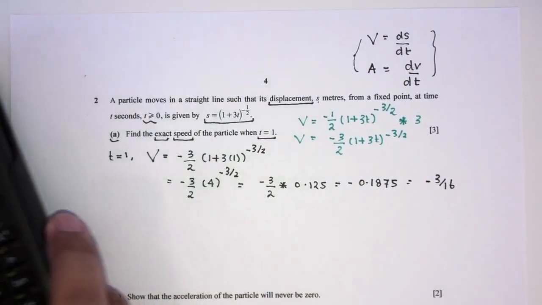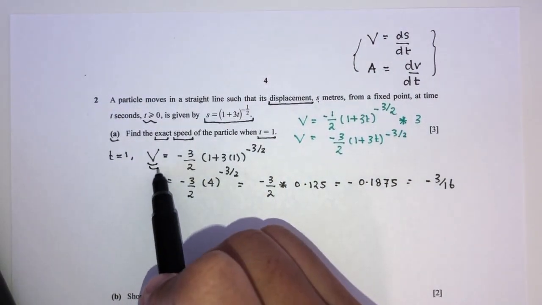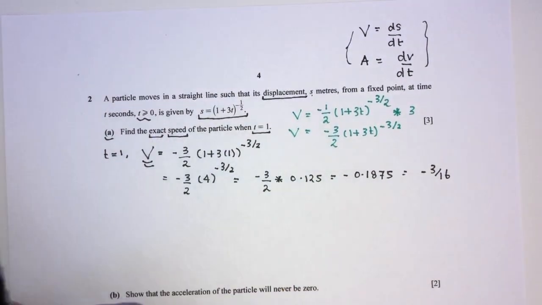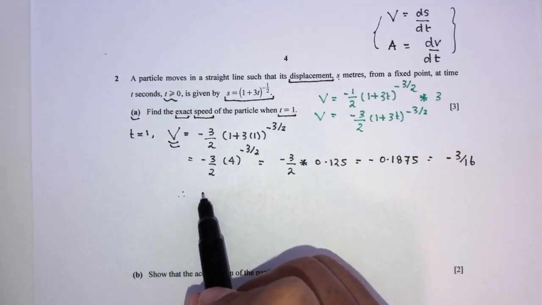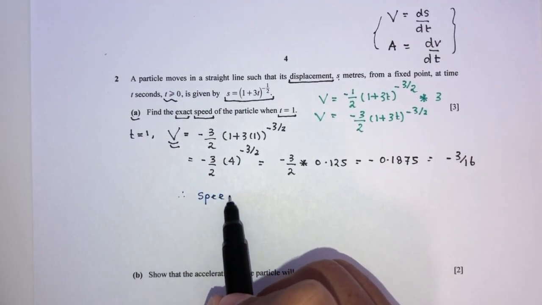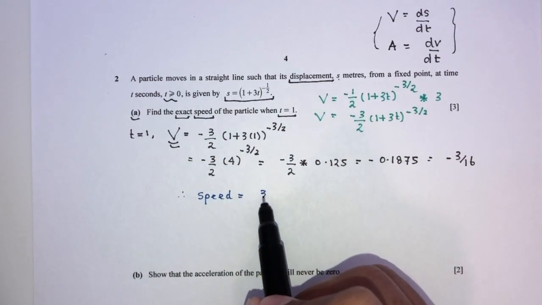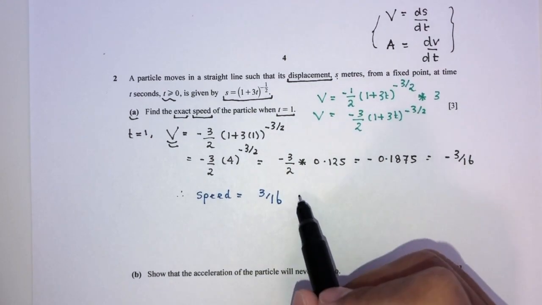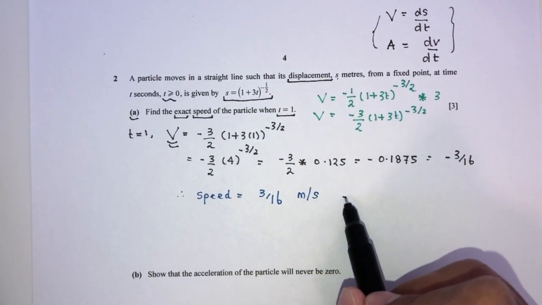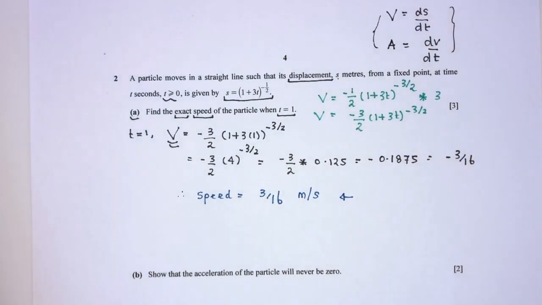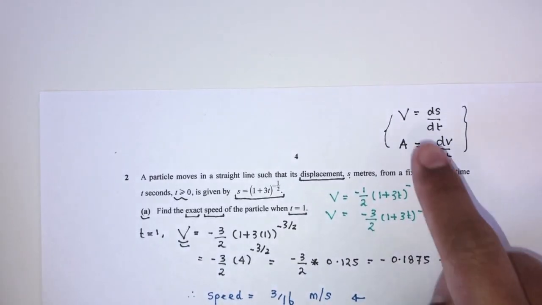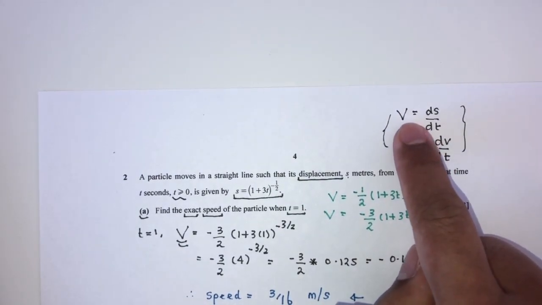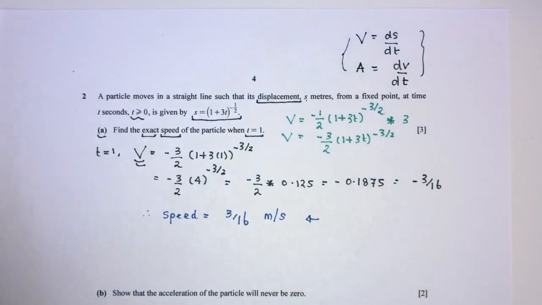But again, this is the velocity, v. We want to find the exact speed. Now speed, obviously, we don't care about the sign because this is a scalar quantity. Speed will be 3 over 16, and that will be in terms of what? Meters per second. Hopefully that makes sense. That's the main takeaway here. To find the velocity, we have to differentiate the displacement.